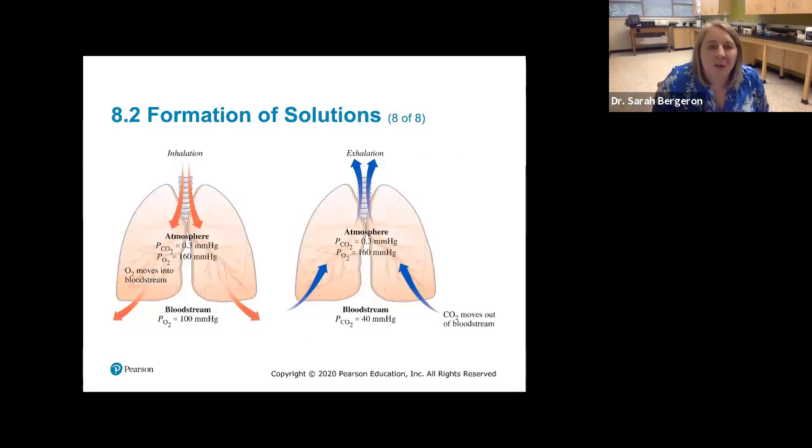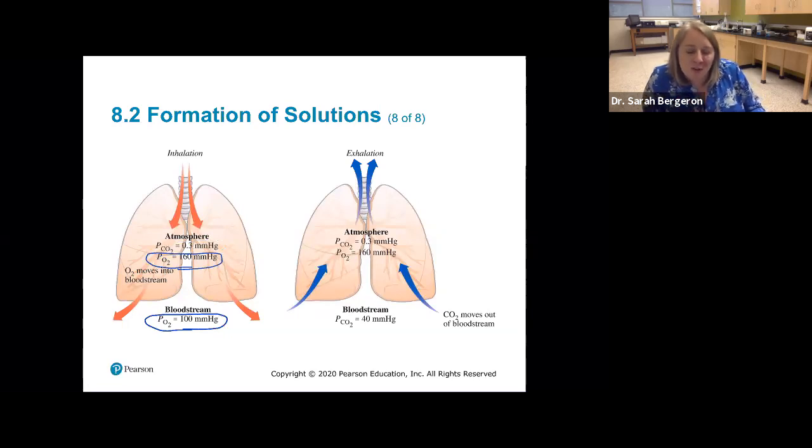And so this is just showing you the numbers of what's happening, right? They want you to look at O2 on this one. When you inhale, you have a high concentration of O2, 160 millimeters of mercury. They're showing you in the bloodstream, you have a lower concentration. So you only have 100 millimeters of mercury of O2. So you have more oxygen in your lungs than you do in your bloodstream.